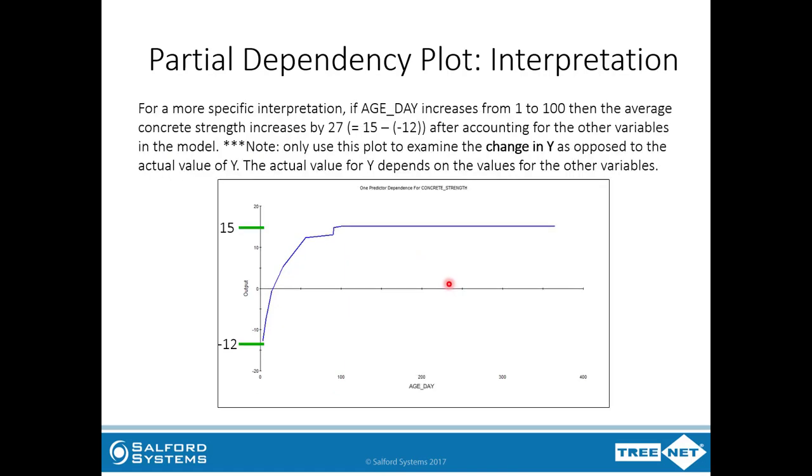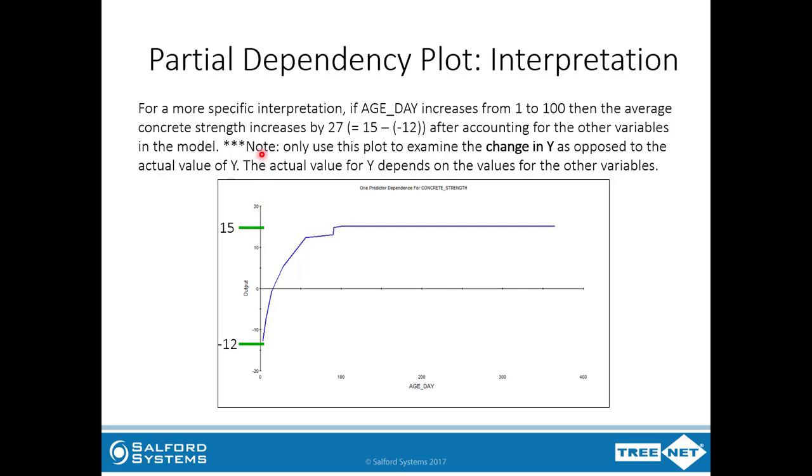Now to be more specific about the interpretation, you can say that if age day increases from, say, maybe 1 to 100, then the average concrete strength increases by 27 after accounting for the other variables in the model. And so we get this 27 because at an age of 1 day, you're at around -12, and then at around 100 days, you're at 15.